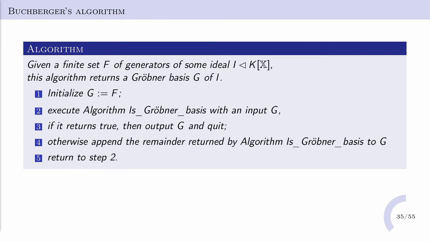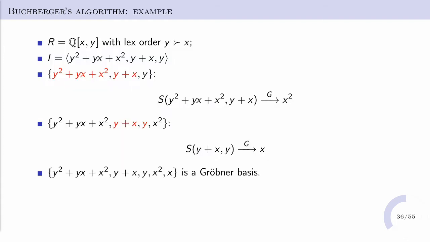Otherwise, this algorithm returned some non-zero remainder. It was not a Gröbner basis because there was some non-zero remainder. Then we append this remainder to G and we repeat the steps again, and we check again if it is a Gröbner basis or not. Let me show an explicit example how it works.